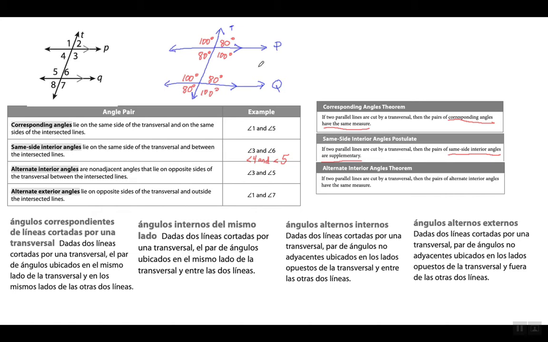All right, but same side interior angles are supplementary. Supplementary, in case you forgot, means that they have to add up to 180. They add up to 180.